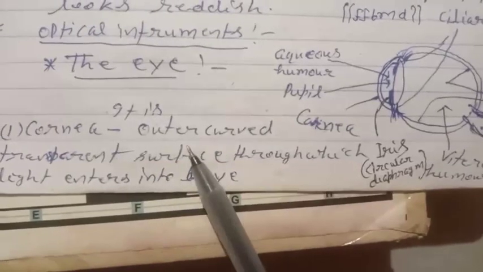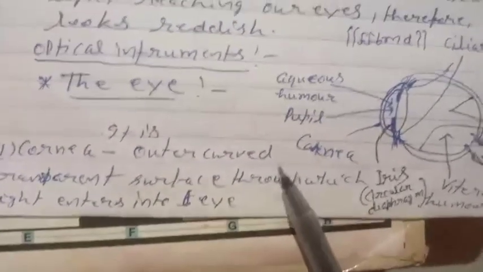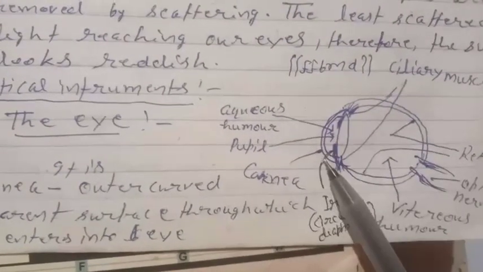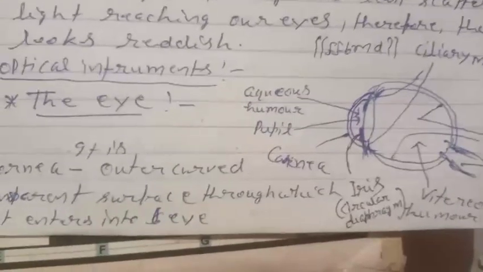Cornea. It is the outer curved transparent surface through which light enters into the eye. This is the cornea. The outer part of the eye is called cornea. This is the outer part.